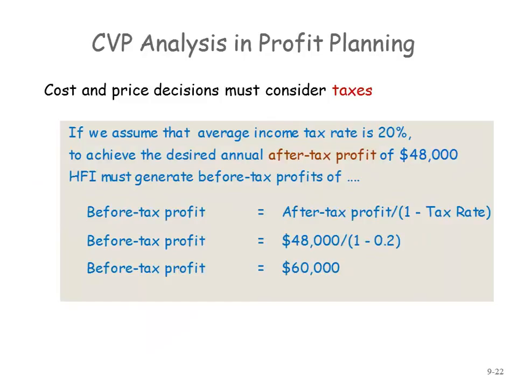So we've been ignoring taxes. It's just a complicator. We want to figure out our before-tax profit if we know our after-tax profit. You just divide your after-tax profit by 1 minus the tax rate. In this case, it's 20%. That'll give you your before-tax profit.